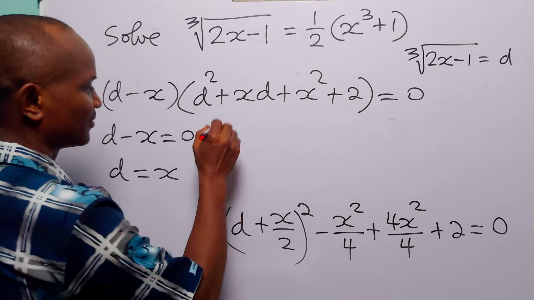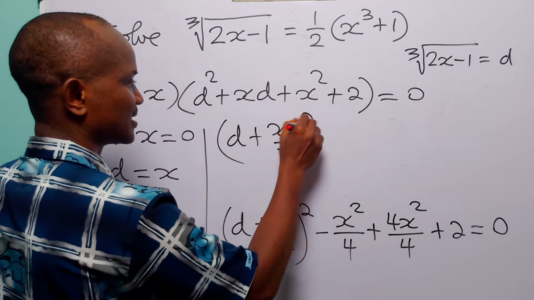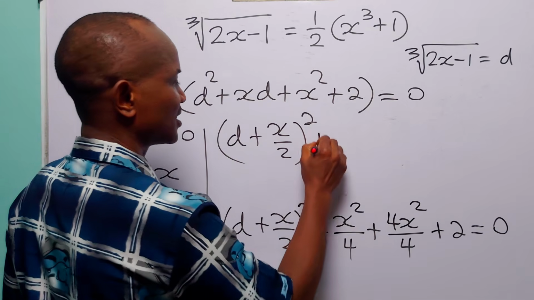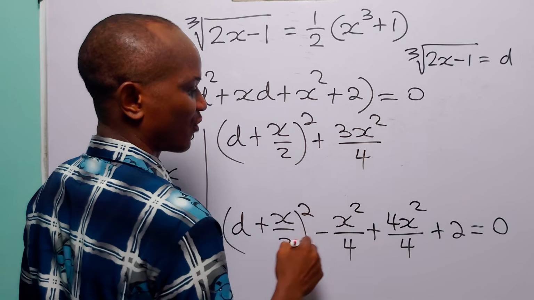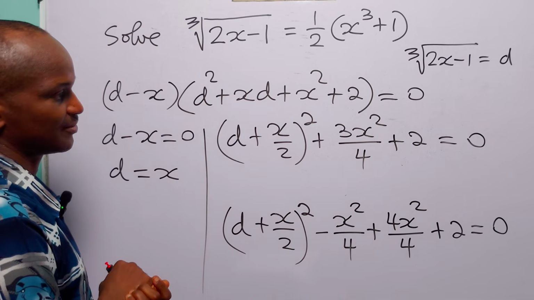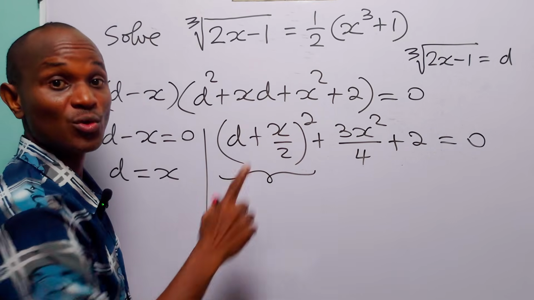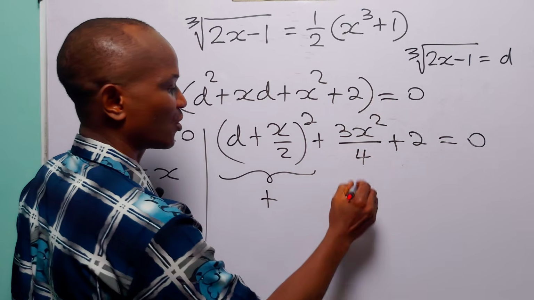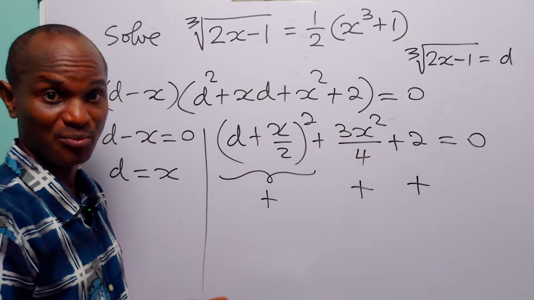Now, from here, we have (d + x/2)^2. Now, 4x^2 minus x^2 is going to give us 3x^2 divided by 4. Then we have plus 2, and this is equal to 0. Now, notice that this quantity is a square, so it must be positive. Now, 3x^2/4 is also a positive quantity. Then we have 2, which is also positive.